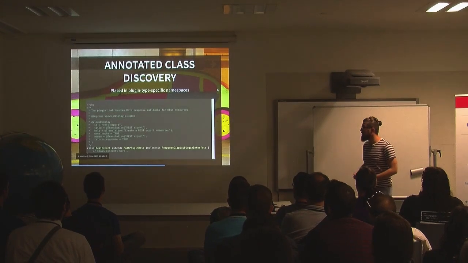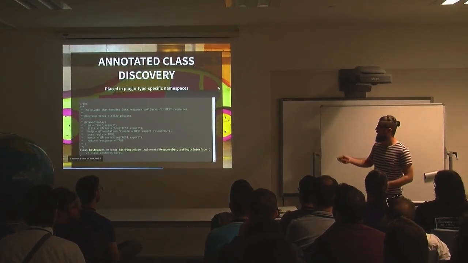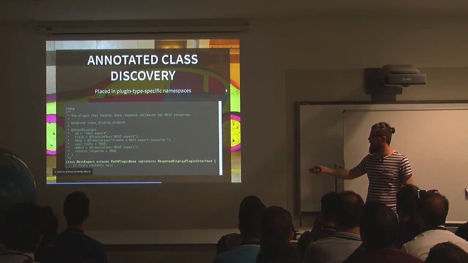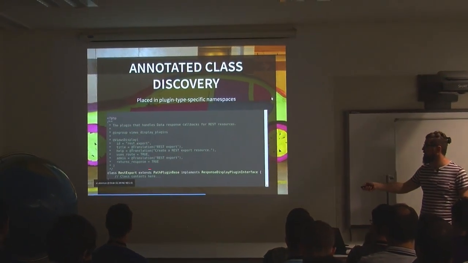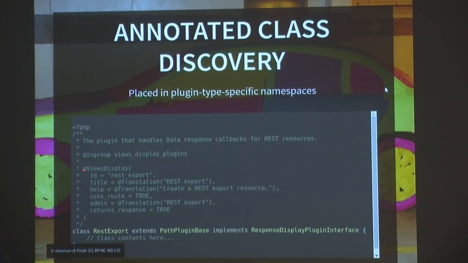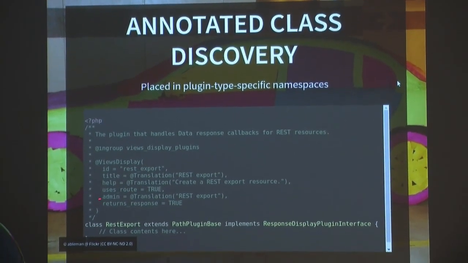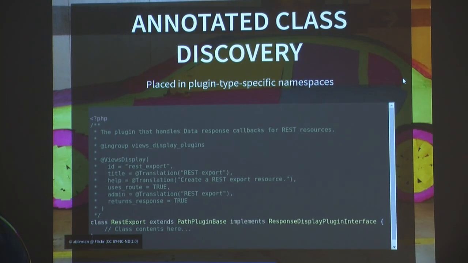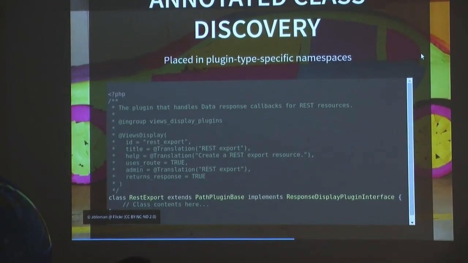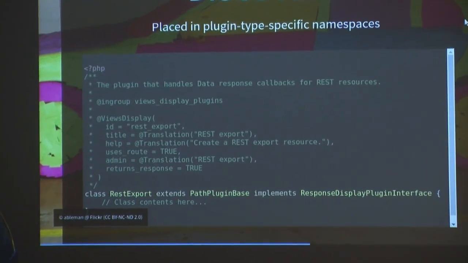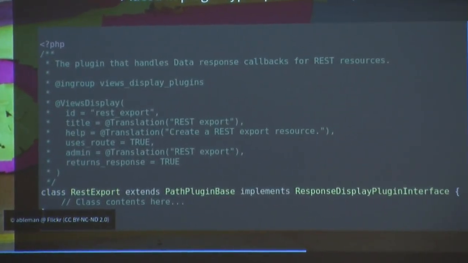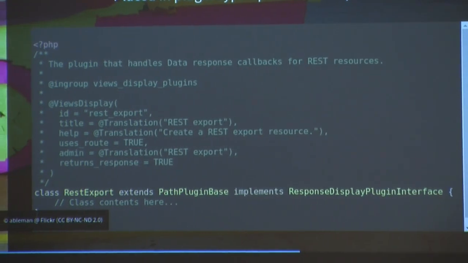So this is what an annotated class looks like. And this is an actual example from the REST module. As you can see, there's the plugin ID. And this is the plugin definition. You see here @ViewsDisplay. This is the actual annotation. And then it contains sort of an array of key values. And this is just a file called RestExport.php in the right location with a class, because it has contents. It has logic. So this means that plugins of this type generally provide their own logic. They're different from each other.